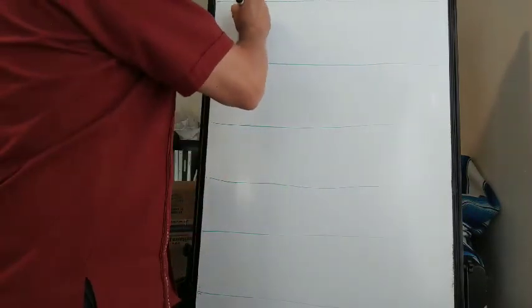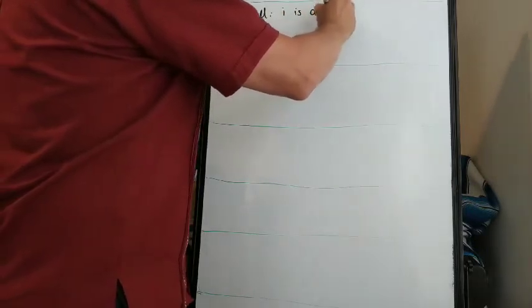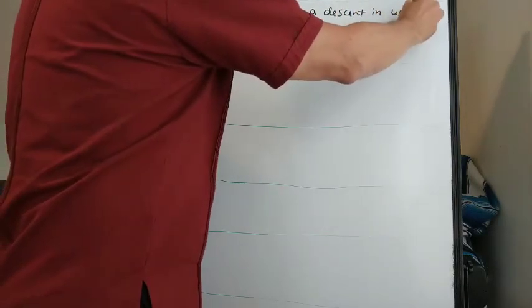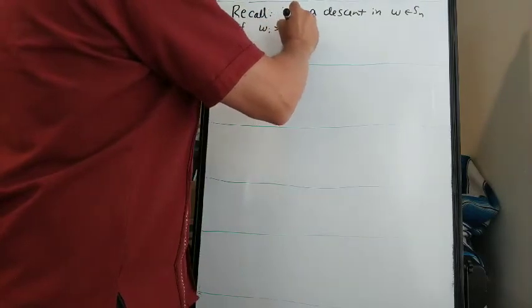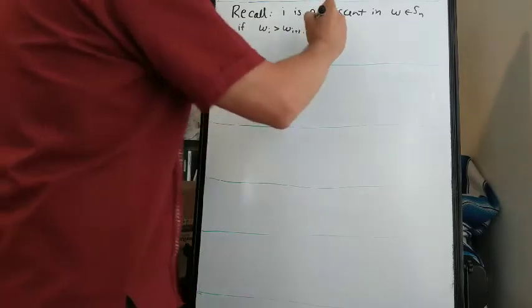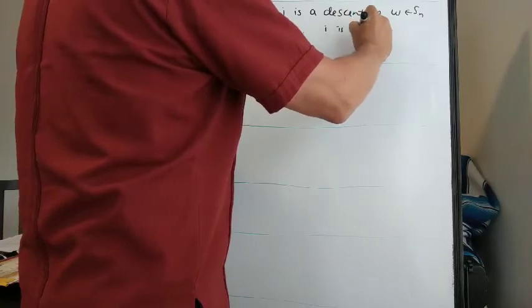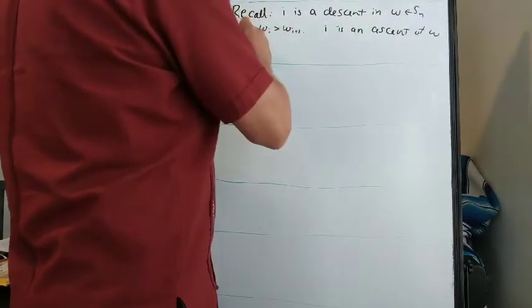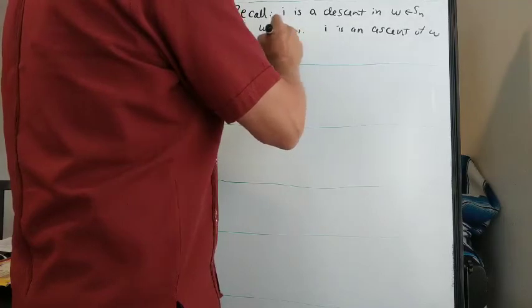First of all, let's recall the definition of descent. So recall that i is a descent in a permutation w if w_i is greater than what follows it, w_{i+1}. And similarly, we can say i is an ascent of w if w_i is less than w_{i+1}.